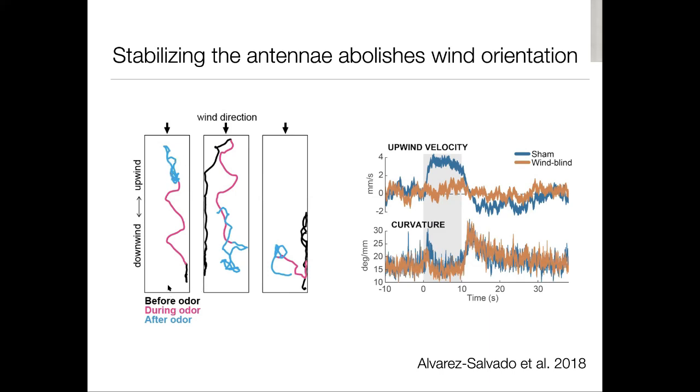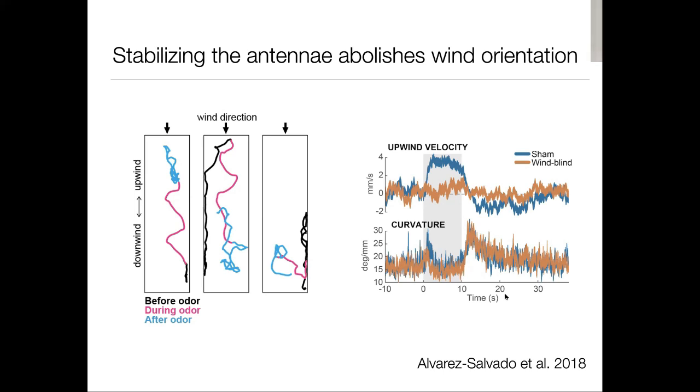However, you'll notice if you look at these trajectories that they no longer consistently orient upwind. In some examples, they run upwind, in some examples, they run downwind, and in some examples, they run across the wind. When we quantify this, we can see that this increase in upwind velocity is completely abolished when we stabilize the antennae, indicating that they've lost the orientation cue. However, this increase in curvature at odor offset is intact, showing that they can still smell. Okay, so this demonstrates that the entire wind direction signal is coming through that antennal joint, and there's no other wind signal that's getting into the fly.